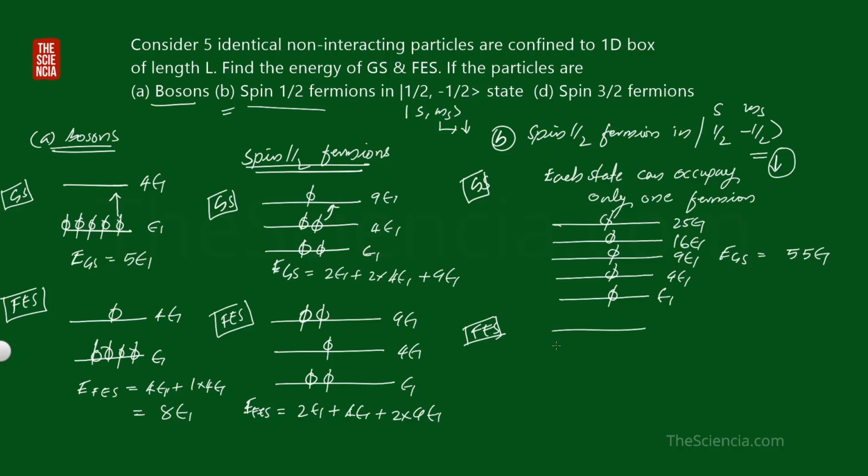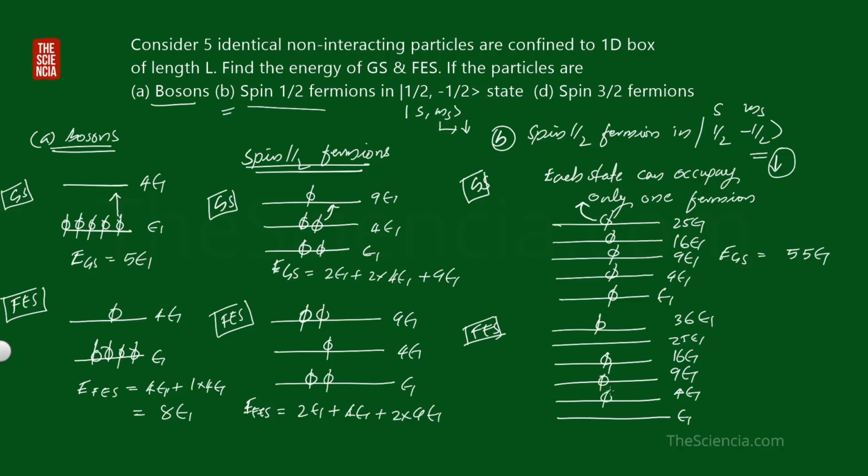Now let us consider the first excited state. So there are 1, 2, 3, 4, 5, 6 states. This is the E1 state, this is the 4E1 state, this is the 9E1 state, 16E1, 25E1 and 36E1. So this particle will jump to the next higher state. So it will be here, and in 25E1 there is no particle. Here also there will be particles. So the total energy of the first excited state will be equal to 61E1, right?